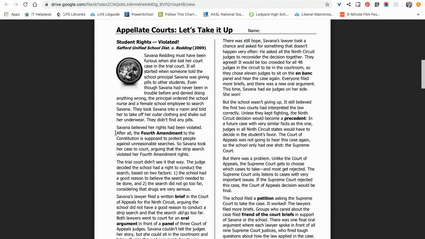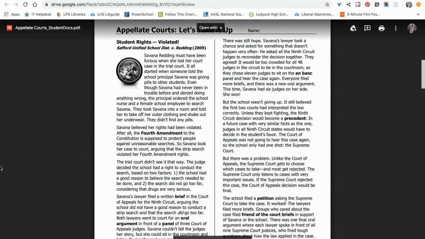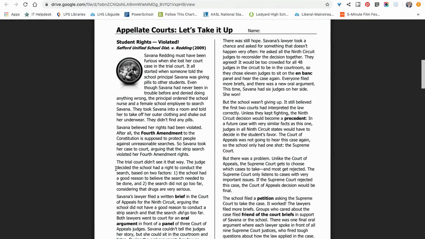So Savannah took her case to court, arguing that the strip search violated her Fourth Amendment rights. The trial court didn't see it that way. The judge decided the school had the right to conduct the search based on two factors. Number one, the school had a good reason to believe the search needed to be done. And two, the search did not go too far, considering that drugs are very serious.